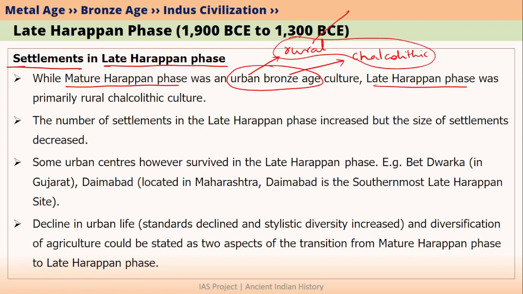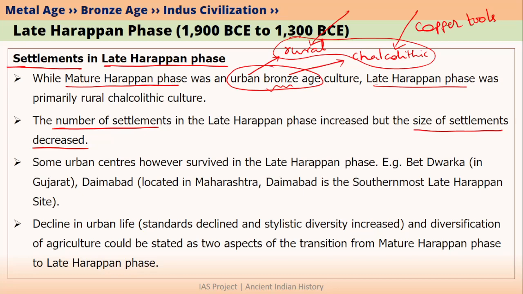Rural because the people were living in villages. Chalcolithic because people were not using bronze tools anymore, but they were using only copper tools. So when people started to leave cities and go and live in the villages, we know that the size of a village would generally be smaller than a city. That is why the number of villages increased, because the population was almost same.